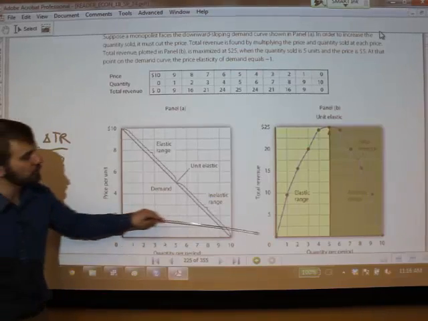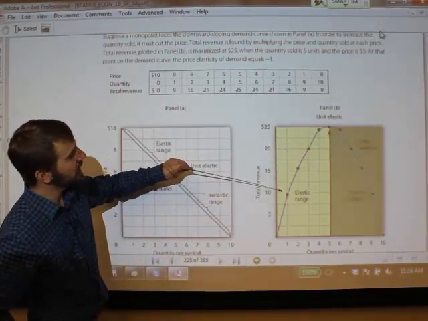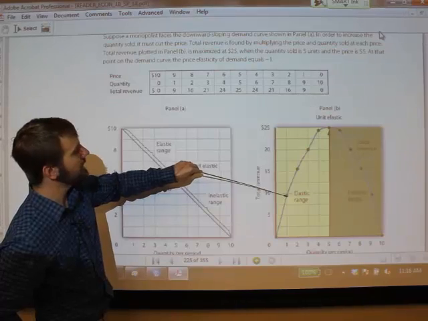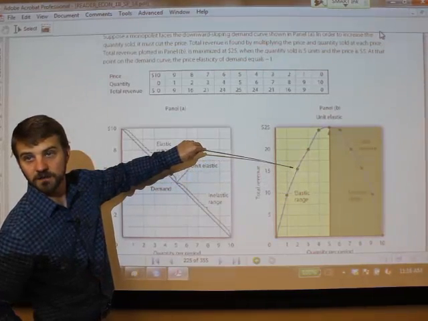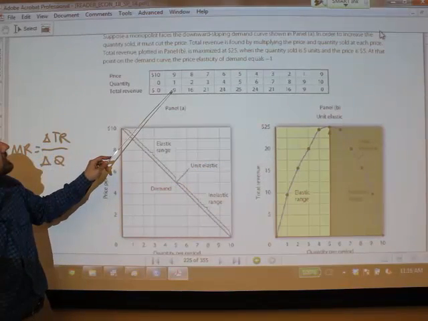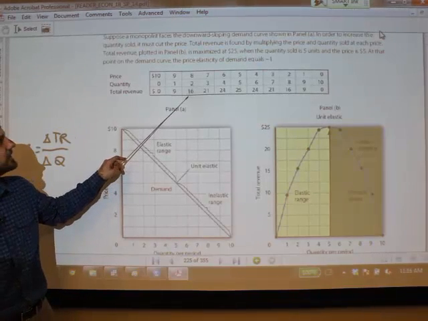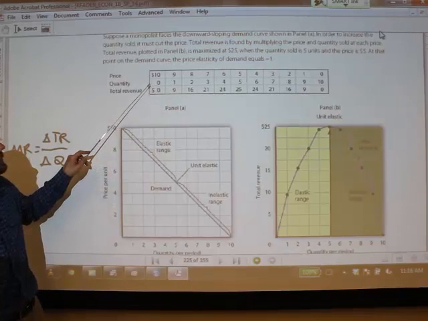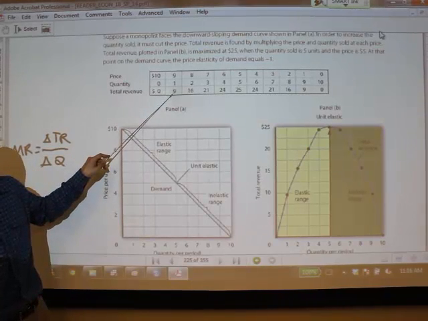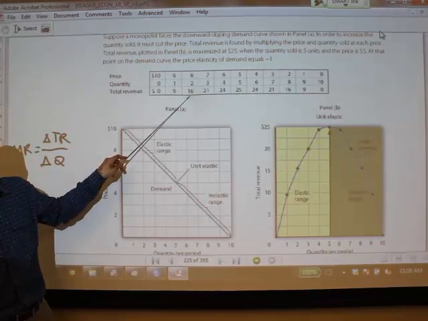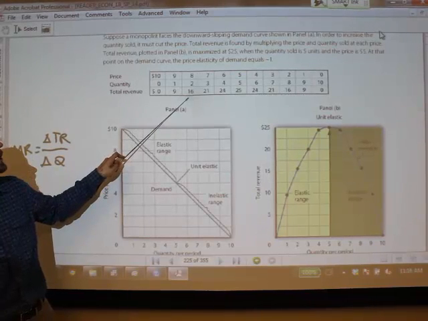What about as we go from 1 to 2? Total revenue goes from 9 to 16. What's the marginal revenue? 7. Thank you. So when we went from 0 to 1, marginal revenue is 9. When we went from 1 to 2, marginal revenue is 7. What's the marginal revenue when we go from 2 to 3?